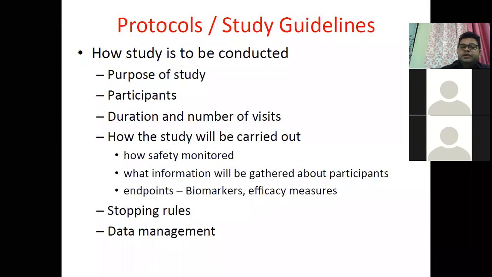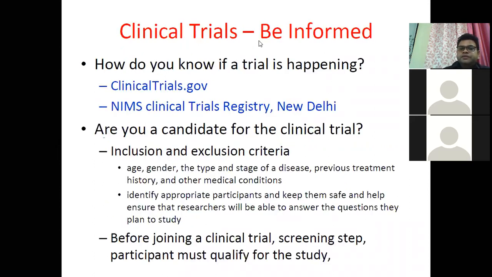How is it conducted? These are the protocols or study guidelines: how the study is to be conducted, the purpose of the study, who the participants will be, duration and number of visits, how the study will be carried out, how safety is monitored, what information will be gathered about participants, endpoints like biomarkers, efficacy measures, stopping rules, and data management. These are the protocols or guidelines used to conduct a clinical trial.